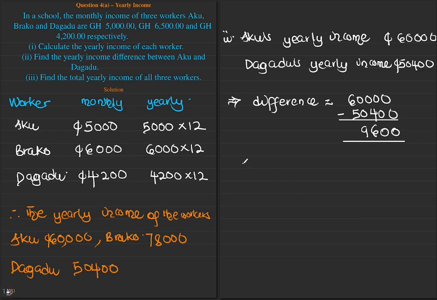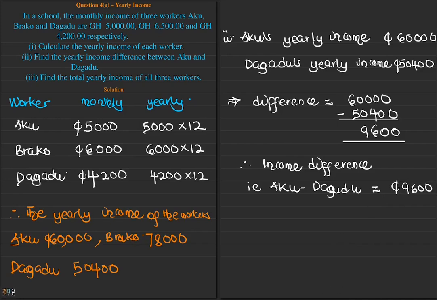So therefore, the income difference, that is of Aku minus Dagadu, is simply equal to 9,600. As simple as that.